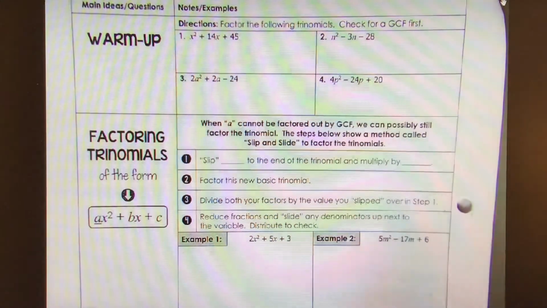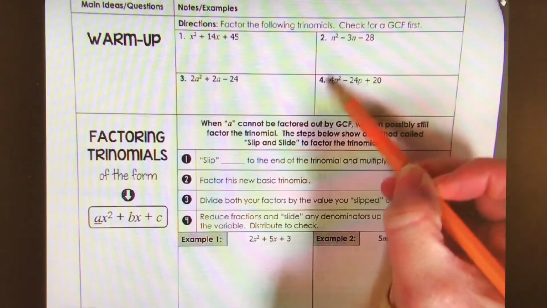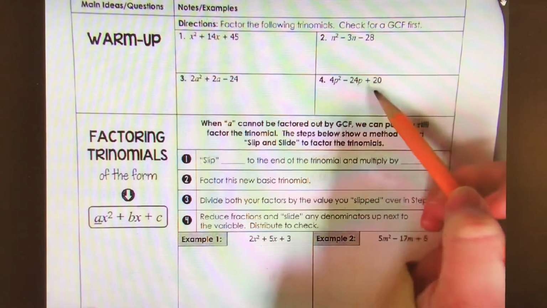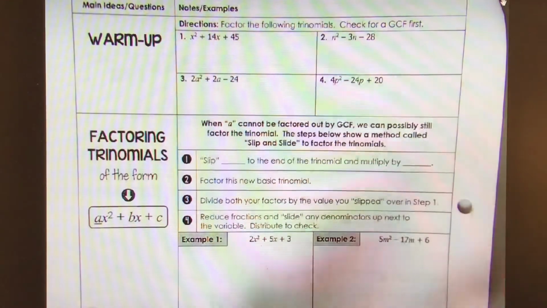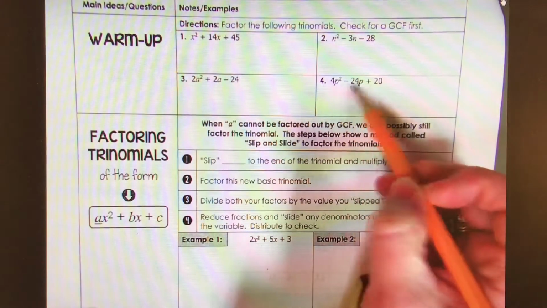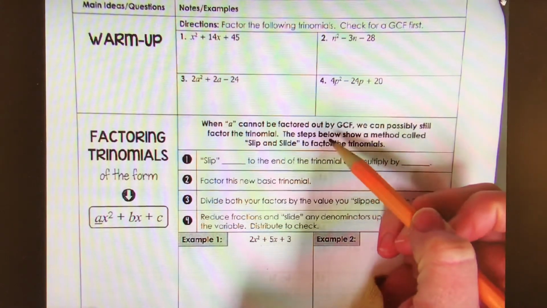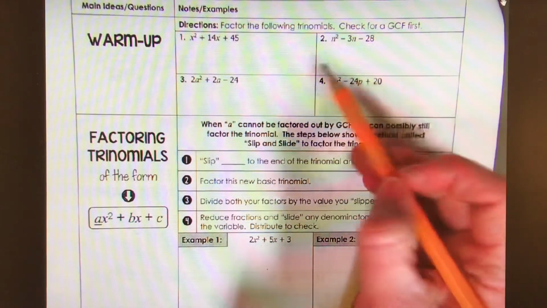So what that means is if we have some kind of leading coefficient that is over 1, but we can factor it out of each term, then that's a great way to factor it. But sometimes you're going to notice, and that's what the lesson is about, that maybe this leading coefficient doesn't go into all the other coefficients or the constant. So I have to get a little more creative. So let's go back to number 1.